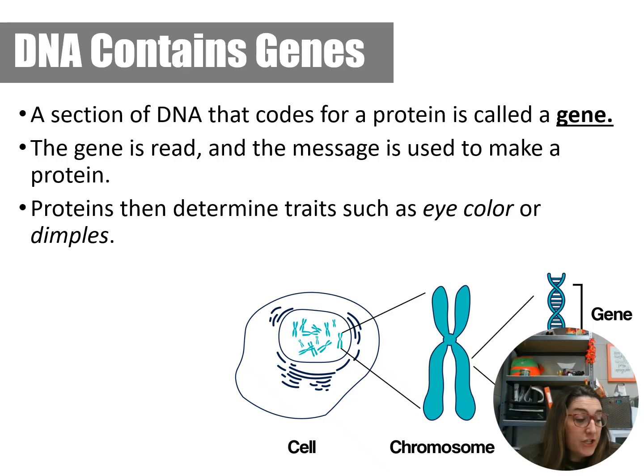So each section of DNA that codes for a protein is called a gene. The gene is read and the message is used to make a protein. And then proteins determine your traits, like your eye color, your hair color. Do you have dimples? Do you have freckles? All of that is determined by your genes.